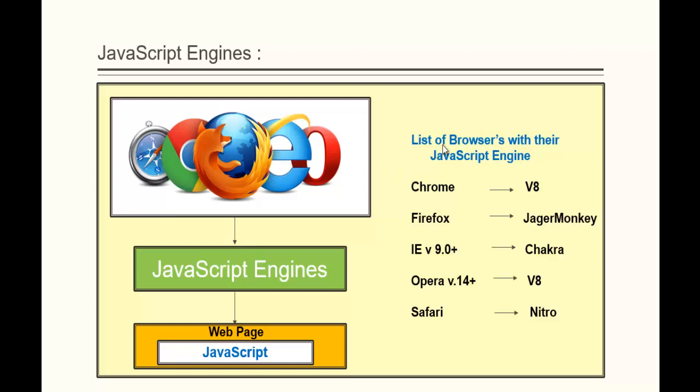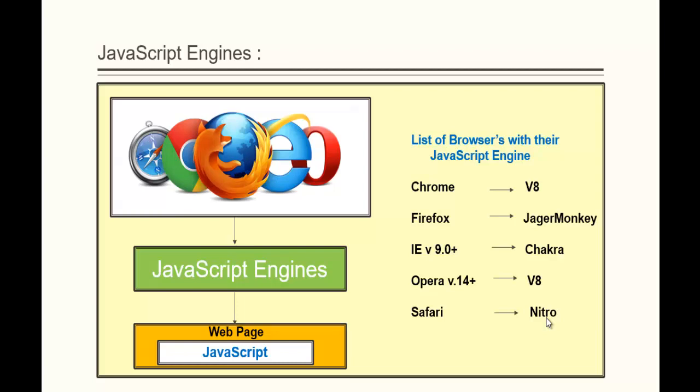Coming to the list of browsers, here you can observe we have a list of browsers with their JavaScript engines. For example, for Chrome, the JavaScript engine name is V8, and for Firefox, the JavaScript engine name is Jagger Monkey. Similarly for Internet Explorer version 9 and above, the JavaScript engine is Chakra, for Opera version 14 and above, the JavaScript engine is V8, and for Safari it's Nitro. In this slide we understood how JavaScript executes and who is going to execute the JavaScript, and also we learned the JavaScript engine names present inside each browser.